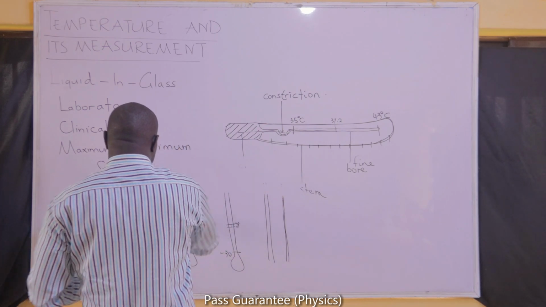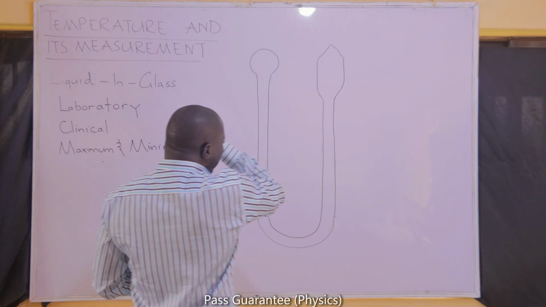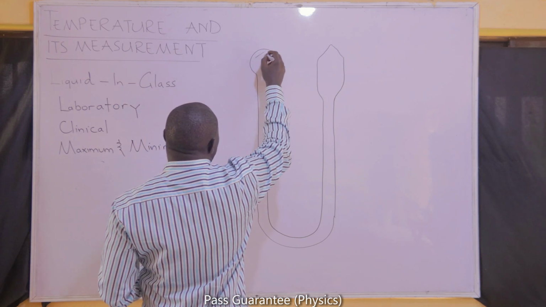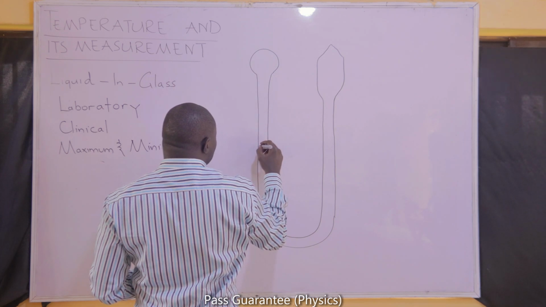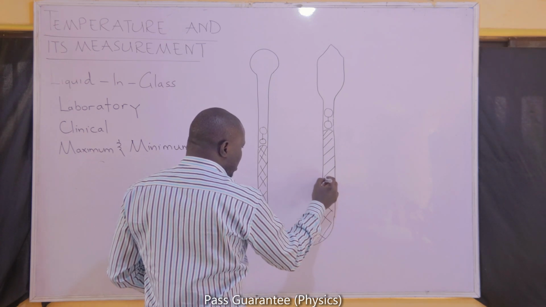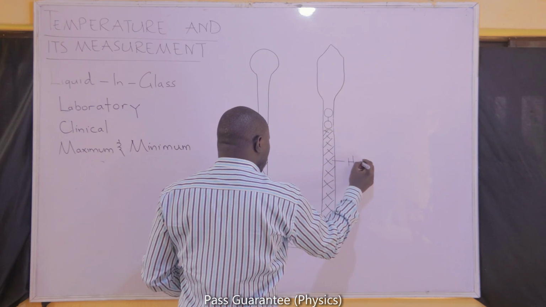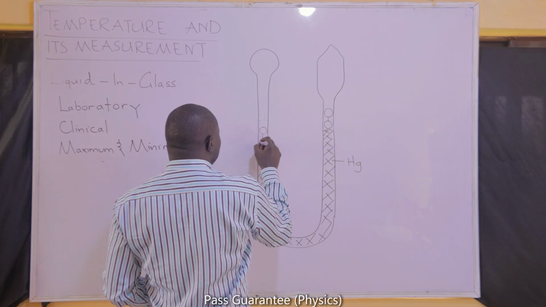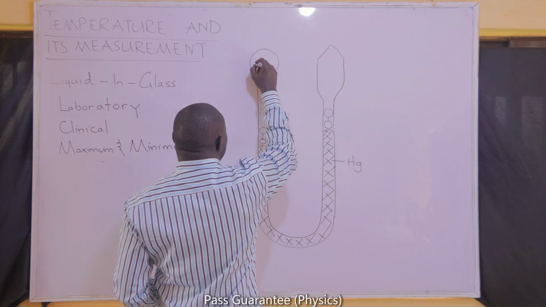We now move on to the maximum and minimum thermometer. This is how the combined maximum and minimum thermometer looks. It is the only thermometer that makes use of 2 different liquids. The liquid that is presently being shown is mercury, while the other liquid atop the level of mercury in both arms is alcohol.